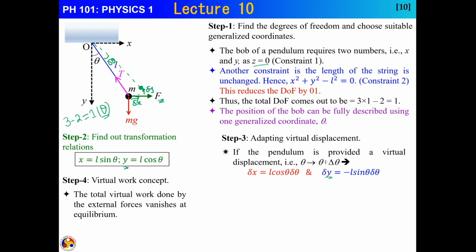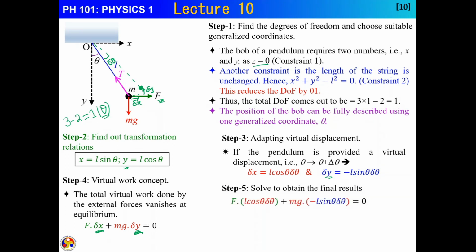Therefore, the total virtual work done by the external forces should vanish if you want it to be in equilibrium. So that means F dot delta x and mg dot delta y has to be simply 0. So that is what we will eventually get. mg is along the y direction, F is along the x direction. So the total virtual work done is 0. Now we know the values of delta x, delta y. Now you can substitute them and get the relationship to solve the equation.